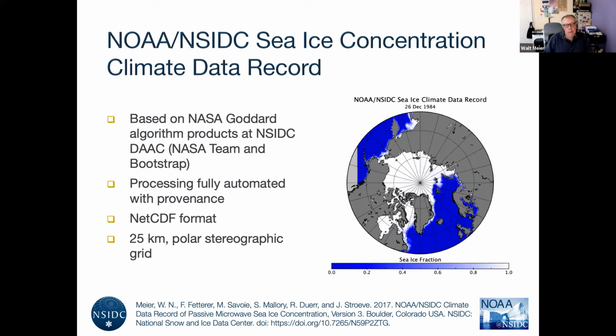And so this is building off of the NASA Goddard products that we've carried for many, many years, and basically taking those products as the basis, but enhancing them to a climate data record standard, where the processing is fully automated, where we have provenance. It's a self-describing file format, NetCDF. And so we've upgraded these products. This product originally came out back in 2013. It's been updated a couple times. Version 3 here. This is just an example field of sea ice concentration.